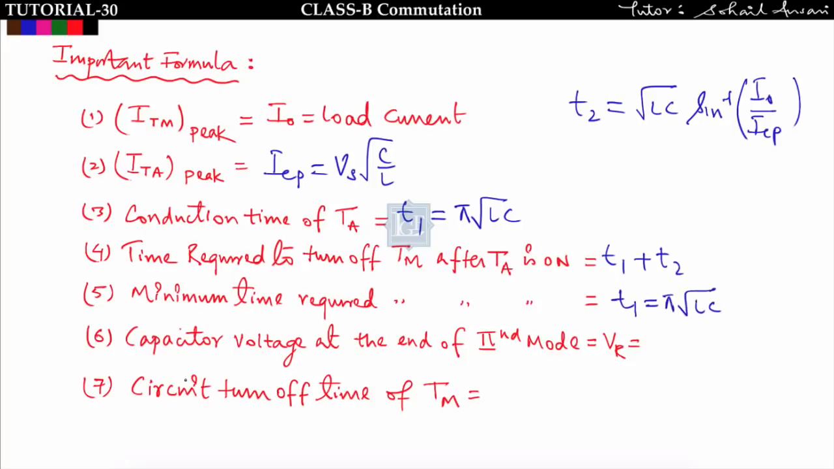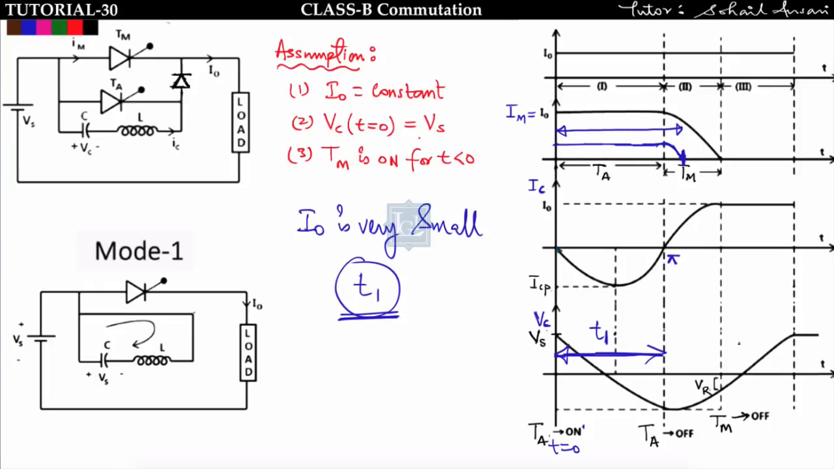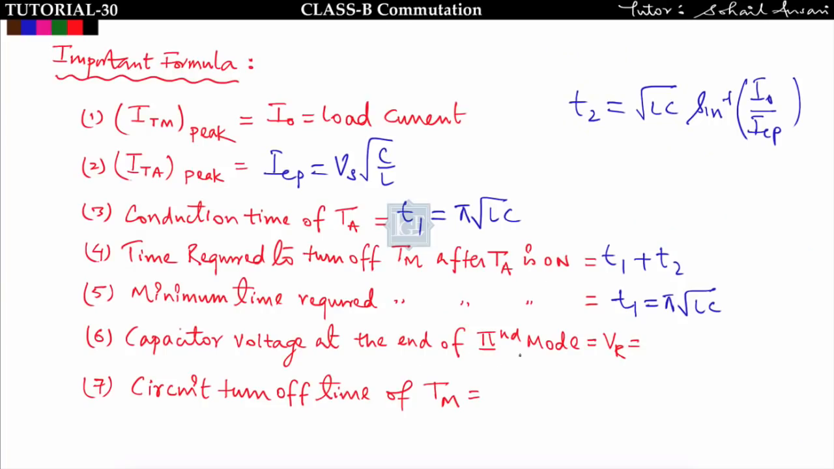The sixth point is the capacitor voltage at the end of the second mode. We have already found this at the end of the second mode. This is the end of the second mode, right? So at the end of the second mode, what is the voltage drop across the capacitor? The voltage drop across the capacitor is minus VR, that is equal to minus Vs cos sin inverse I naught upon ICP, which we have already found.